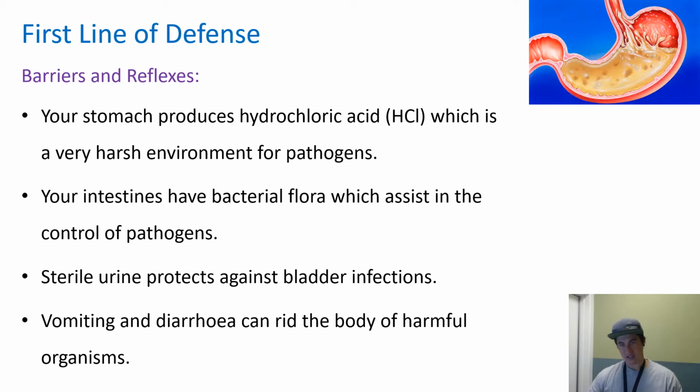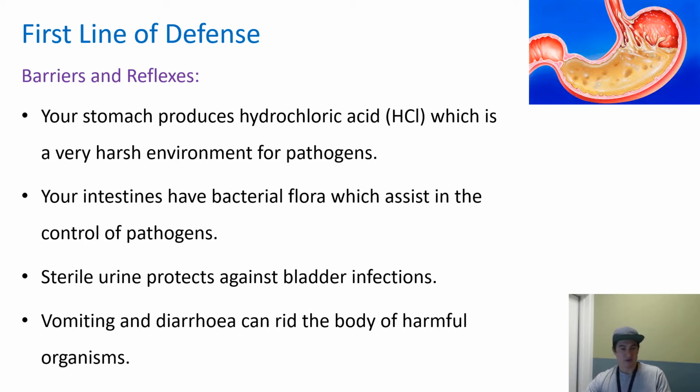Stomach is very acidic, breaks down bacteria as well as food. It's a pretty harsh environment. Your intestines have a whole lot of good bacteria within them that help break down and control bad bacteria. Urine is actually sterile, which protects the urinary tract against infections.